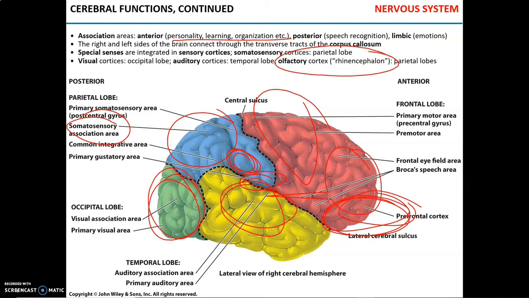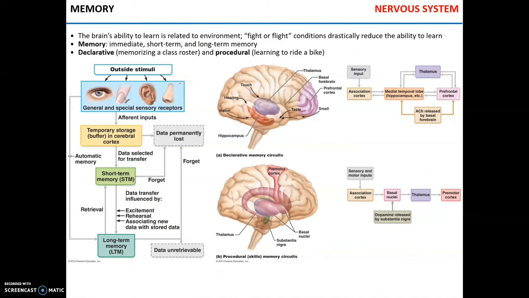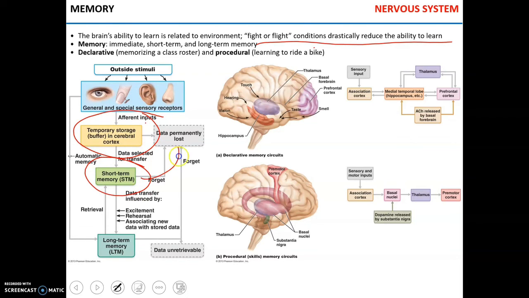Lastly, let's talk about a memory. So, memory is formed by the exposure to the environment, and actually stressful environment reduces the ability of the brain to learn to memorize. So memory may be categorized based on longevity. The immediate memory, then short-term memory, some of which we forget, obviously. Based on the short-term memory, we form long-term memory. Some of the long-term memory information becomes irretrievable, and some is permanently lost.